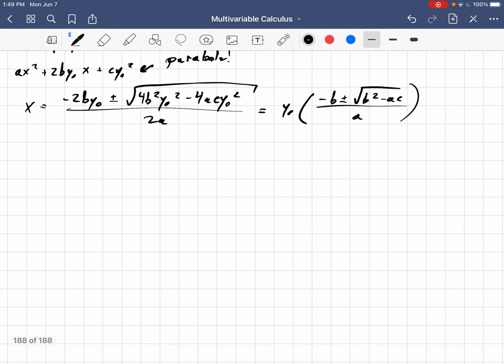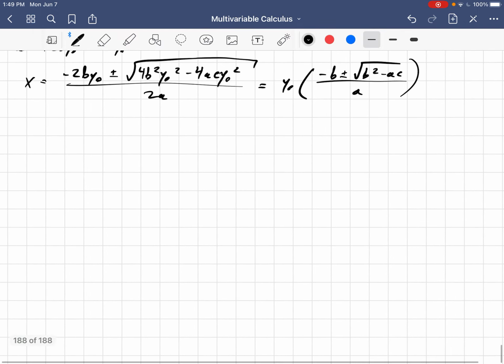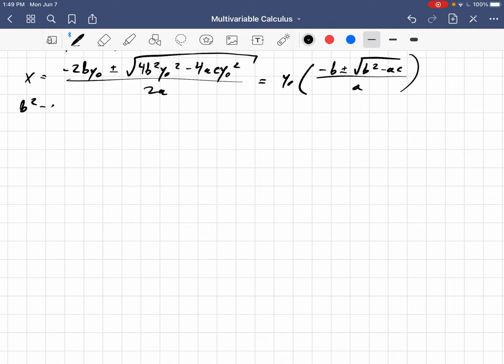Okay, now what this tells us is that if we have b squared minus ac being less than 0, then we have no real roots, and the function is entirely positive or negative. Right, that's what would happen if we have no real roots.